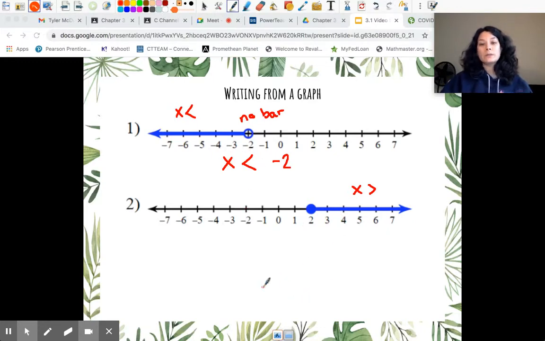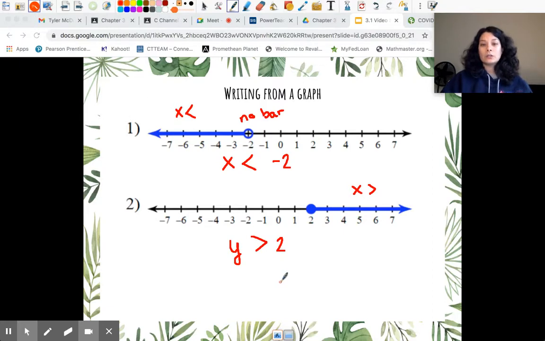I'm going to do the same thing for number 2. I'm going to choose a variable. Again, it doesn't matter which variable you choose. And then off to the side, I'm going to leave some space, and put the number that circle is sitting above. This shading is going to the right. So I want my variable to be greater than 2 because all of these numbers are greater than 2.